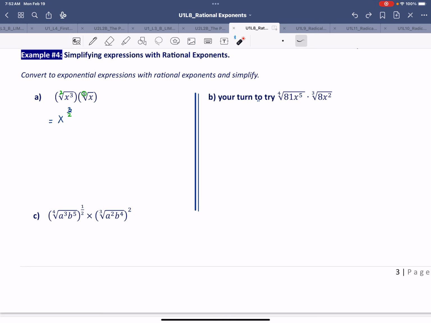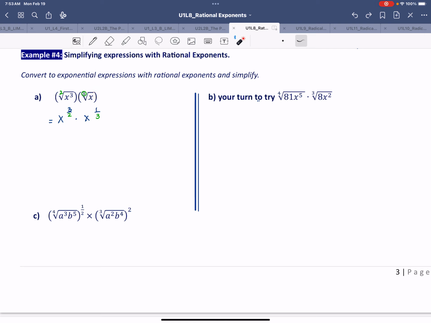In a similar way, we will convert the third root of x into exponential with rational exponent. Remember, the presence of the radical sign indicates that this is a term with rational exponent. So that means we have x to the power of a fraction. The index of 3 will always go in the denominator, and x has a power of 1, so the power of 1 will sit right here.